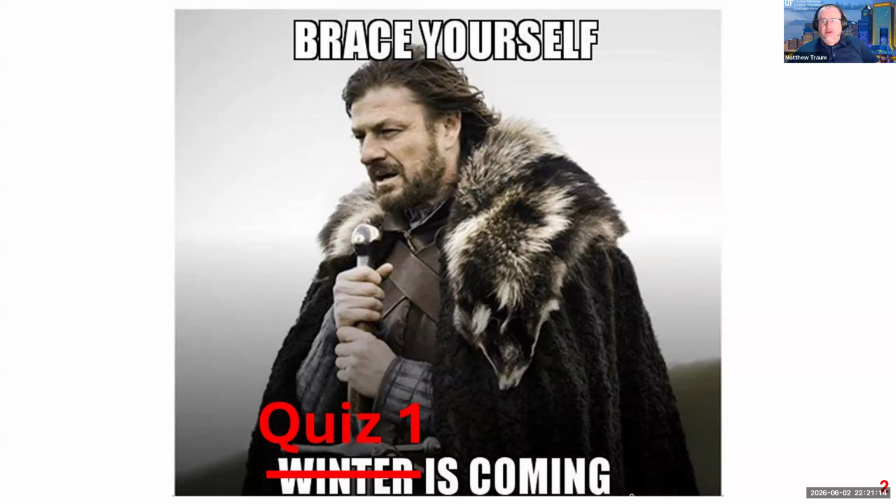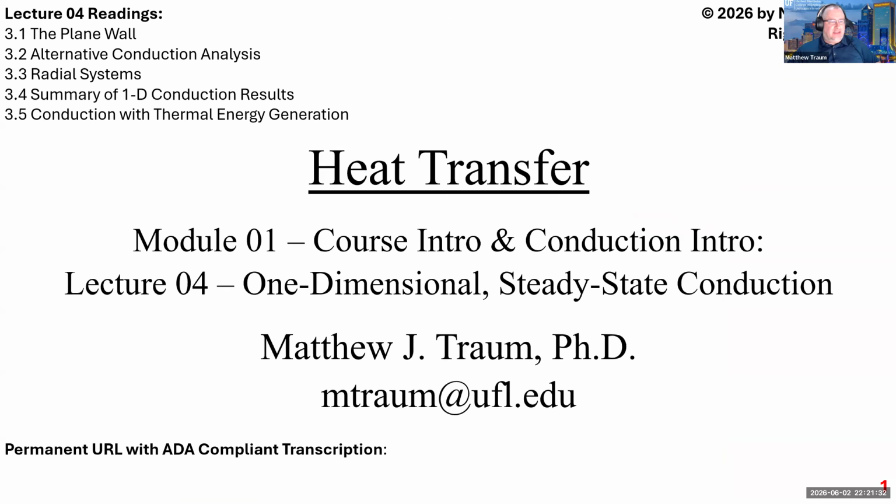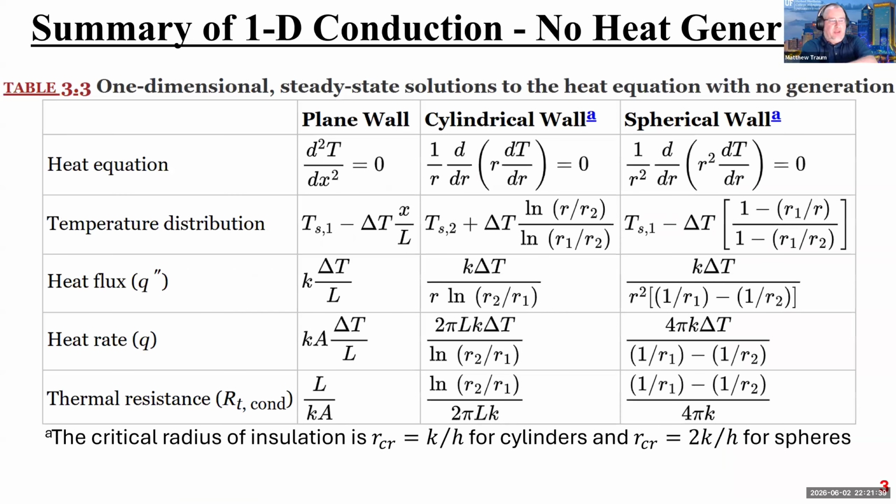Okay, let's jump into the lecture. So this is like a summary of where we're going, and boy, this is like alphabet soup. There's a lot going on here. And weirdly, this table is given in the reading list, right? Summary of 1D conduction results. I don't know why they don't start with the summary of results and then explain where they all come from. But so this is essentially just a table of all the things that we're going to talk about.